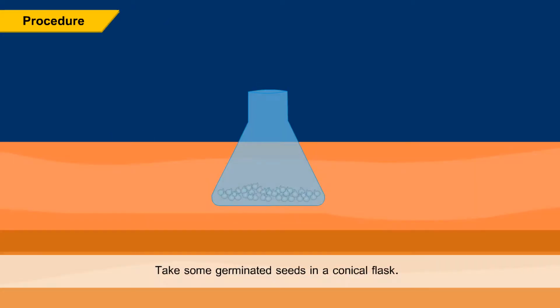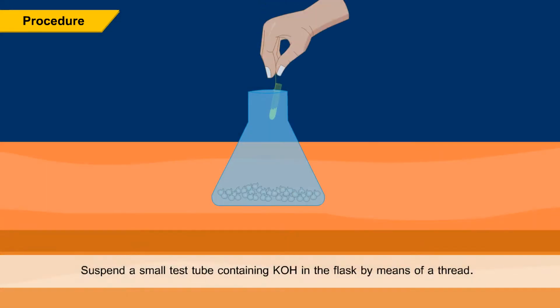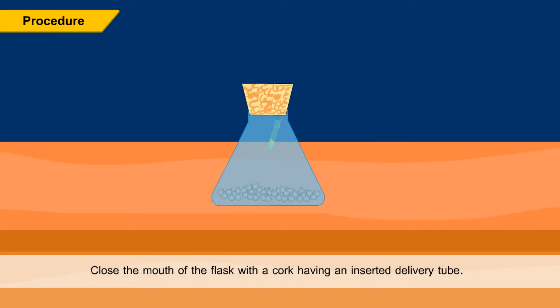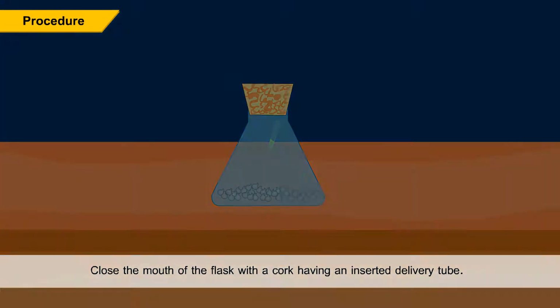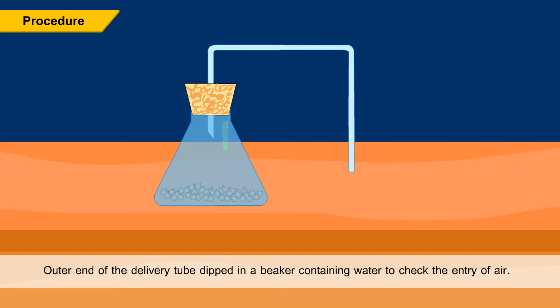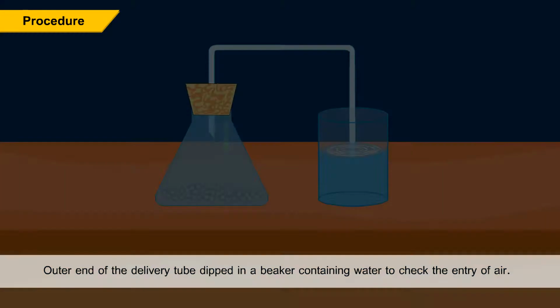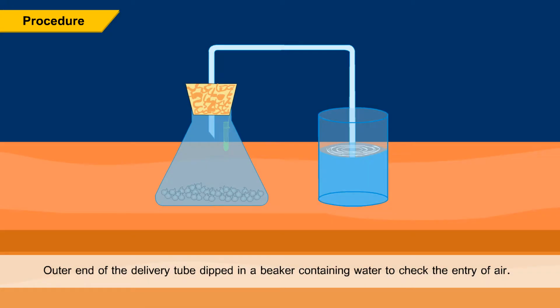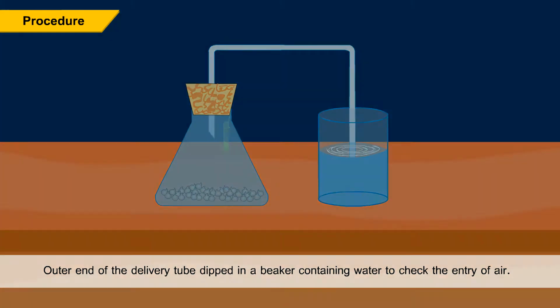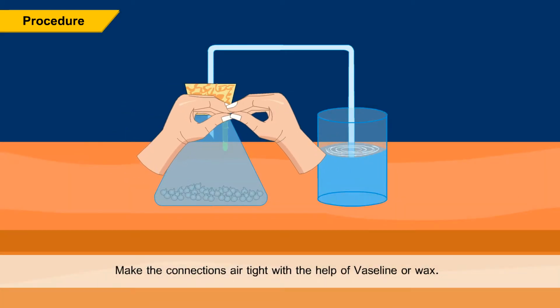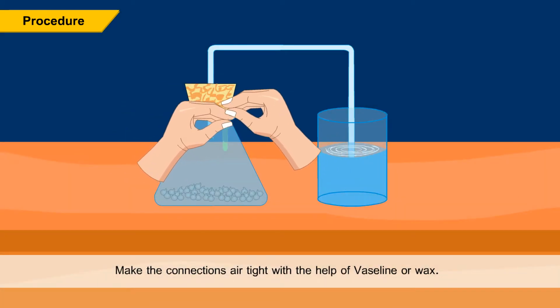Procedure: take some germinated seeds in a conical flask. Suspend a small test tube containing KOH in the flask by means of a thread. Close the mouth of the flask with a cork having an inserted delivery tube. Outer end of the delivery tube dipped in a beaker containing water to check the entry of air. Make the connections airtight with the help of Vaseline or wax.